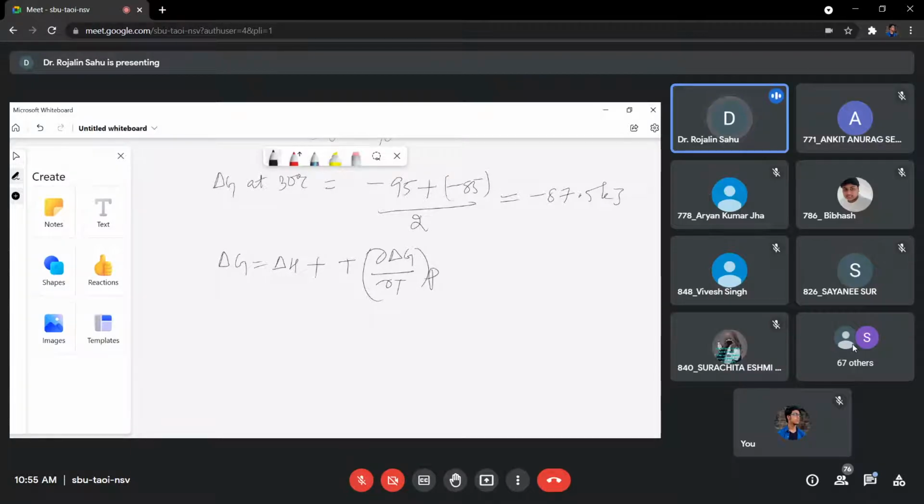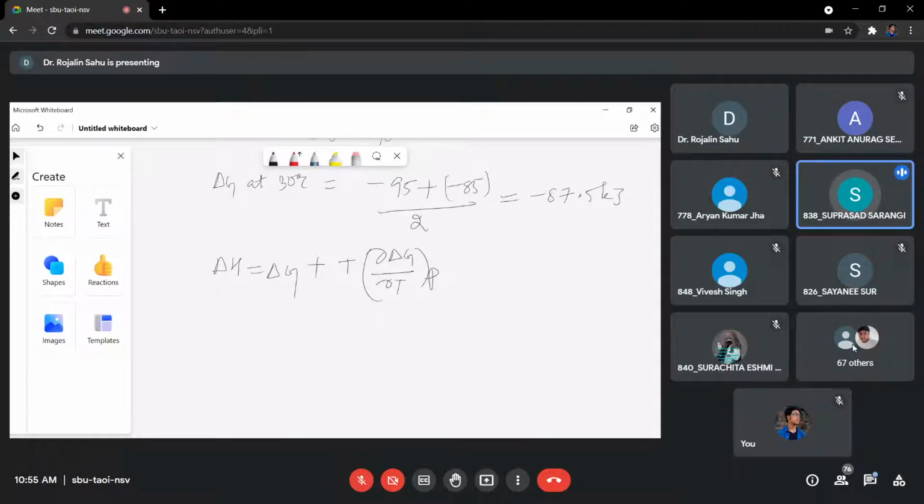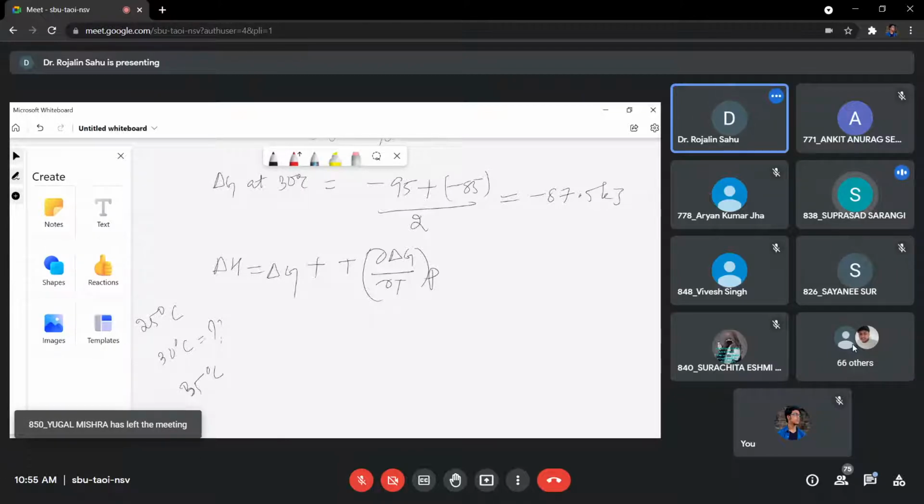Ma'am, can you explain delta G at 30 degrees Celsius? Because you have the temperature 25 degrees Celsius. Okay, yes, del G value is given at 25 and 35 degrees Celsius, so you have to find it at 30 degrees Celsius. Yes, ma'am. Understood.